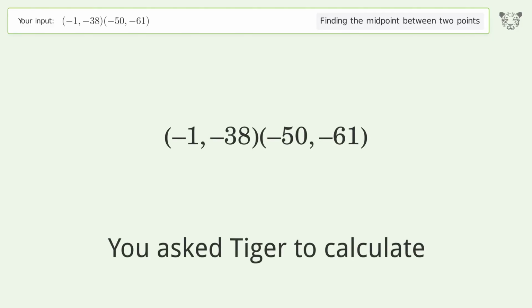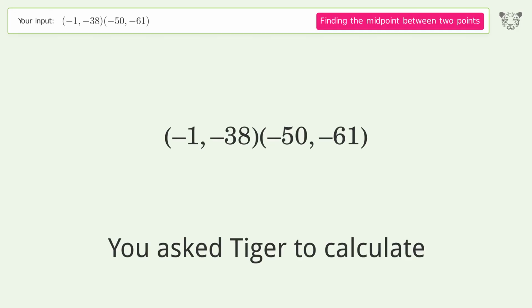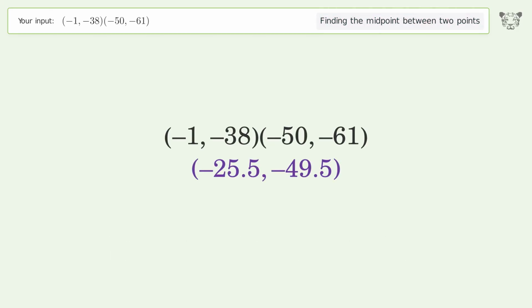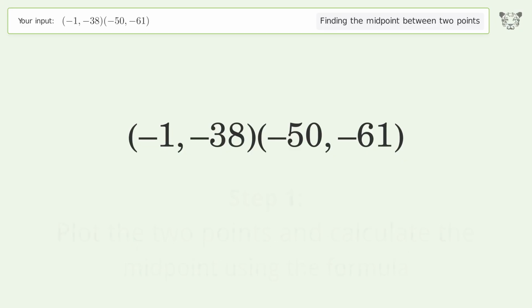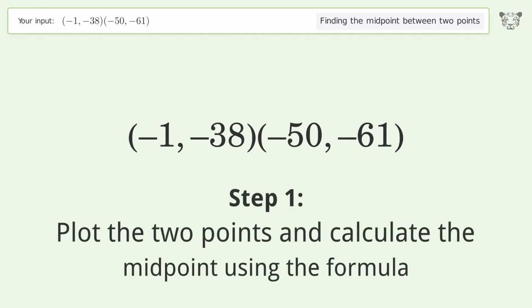You ask Tiger to calculate. This deals with finding the midpoint between 2 points. The midpoint between the 2 points is negative 25.5, negative 49.5. Let's solve it step by step. Plot the 2 points and calculate the midpoint using the formula.